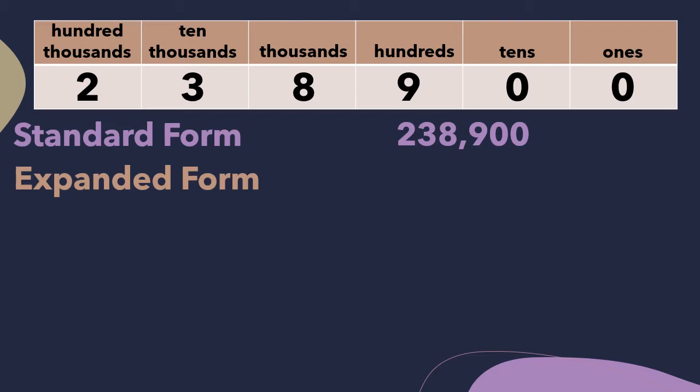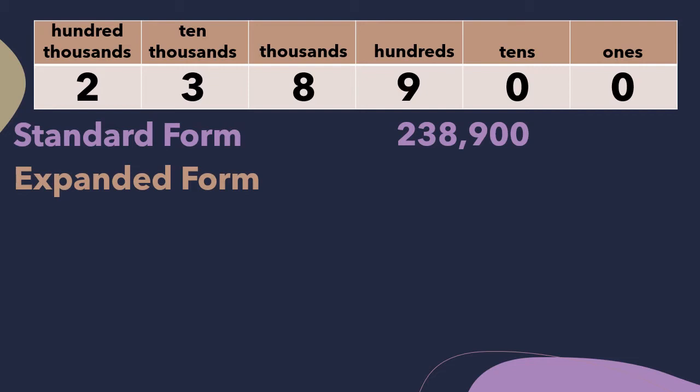Now, just like before, we also have expanded form. That's that stretched out form where we have to look at each of the digits and figure out the value of each. Now, if I have 2 in the 100,000s column, that would be 200,000 because 2 in the hundreds column is 200, so 2 in the 100,000s column is 200,000.